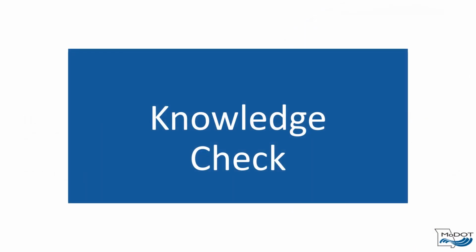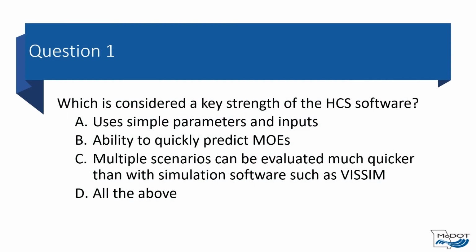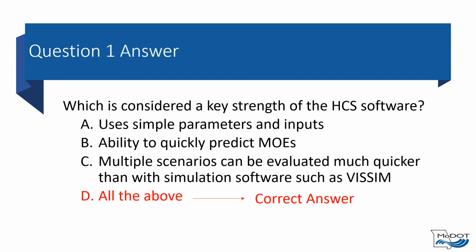Time to see what you've learned. Question 1. Which is considered a key strength of the HCS software? A. Uses simple parameters and inputs. B. Ability to quickly predict MOEs. C. Multiple scenarios can be evaluated much quicker than with simulation software such as VISSIM. Or D. All of the above. The correct answer is D. All of the above.